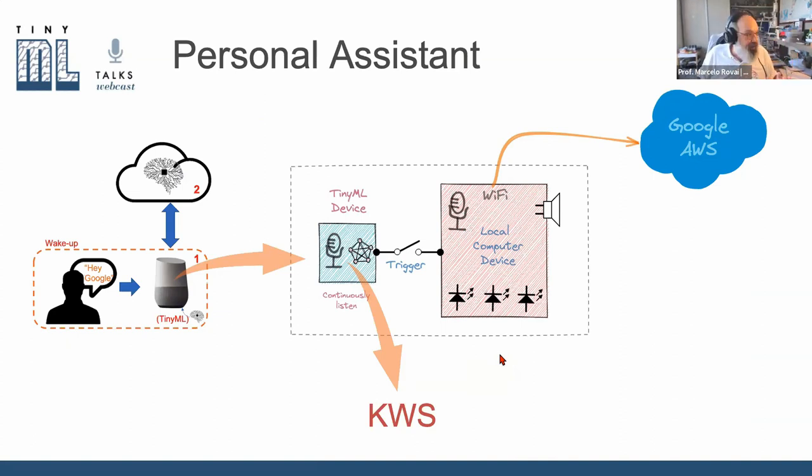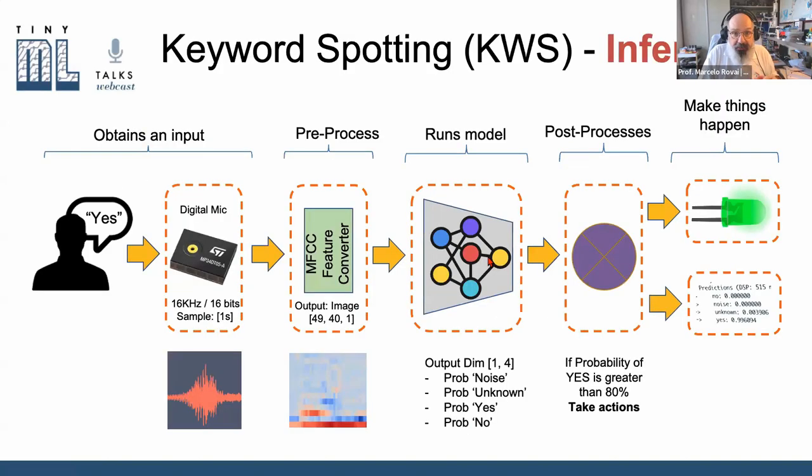We have two parts here. We have a part that is always working, a continuous listen. It's a tinyML part that, when it hears a word, triggers something bigger that is really connected with the cloud. It's a cascade project here.